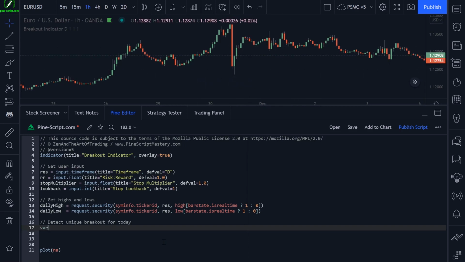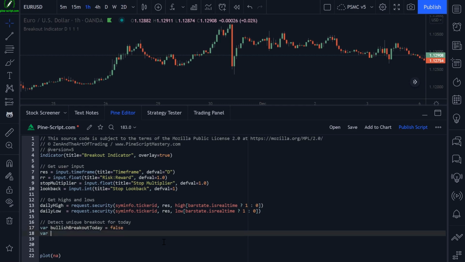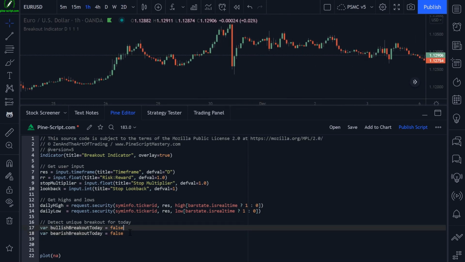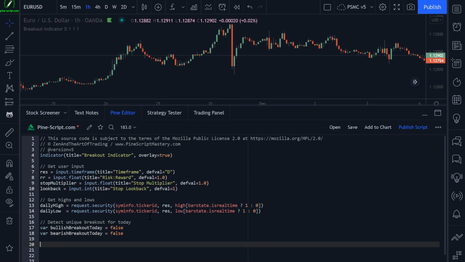To do that, I need two VAR variables. The first one will be called bullish breakout today, and it will be set to false by default. And bearish breakout today, also false. So these are persistent variables that do not get reset on every new bar that loads onto our chart or every historical bar that gets analyzed. We need to reset these manually when we want them to be reset. This will make sense soon when we get to our breakout detection code.